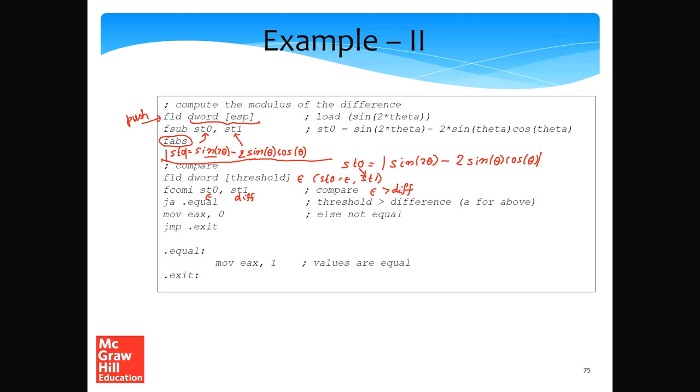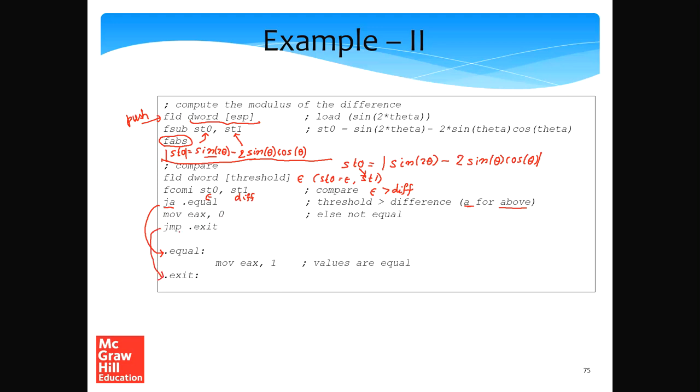This means that the threshold is above the difference, because it's an unsigned comparison. That's an important point to note, that we'll only use above and below. So we use the conditional branch JA, where J is for jump and A is for above. If JA is true, we jump to dot equal. At this point, since we have found equality, that the difference is less than the threshold, we set 1 to EAX and we exit. Otherwise, we set 0 to EAX and then exit.